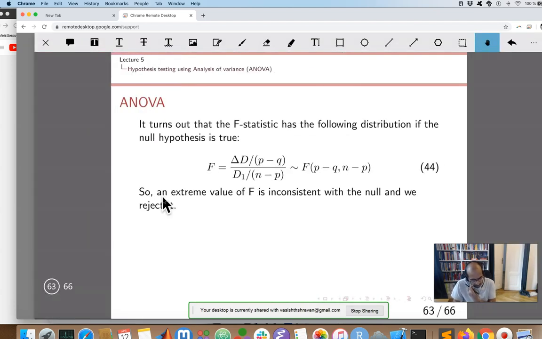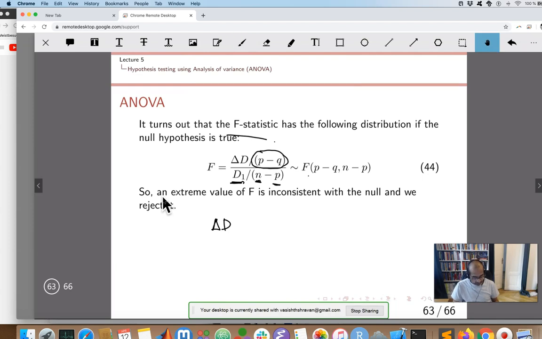All right, so it turns out that there's a test statistic here as well, just like we had the chi-squared statistic, and before that we had the t statistic and so on, right? There is the f statistic which has the following distribution if the null hypothesis is true. So remember, delta d was something that we just calculated under the two models. The difference in the number of parameters is p minus q in the two models, right? N is the number of data points, and p is the number of parameters in the full model, right? And d1 is the deviance of the full model.